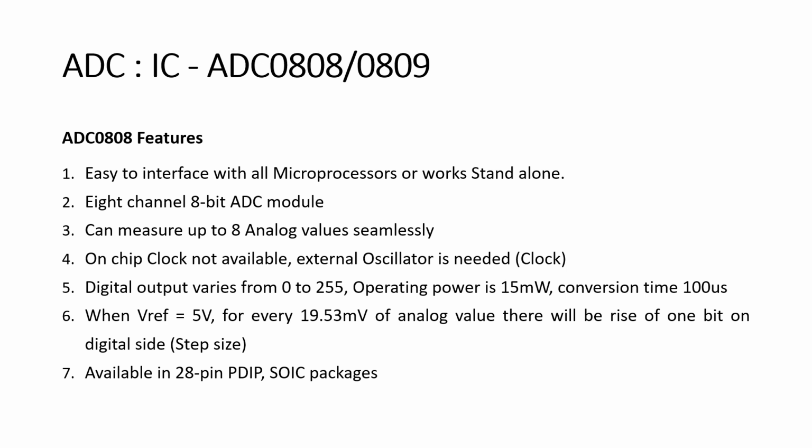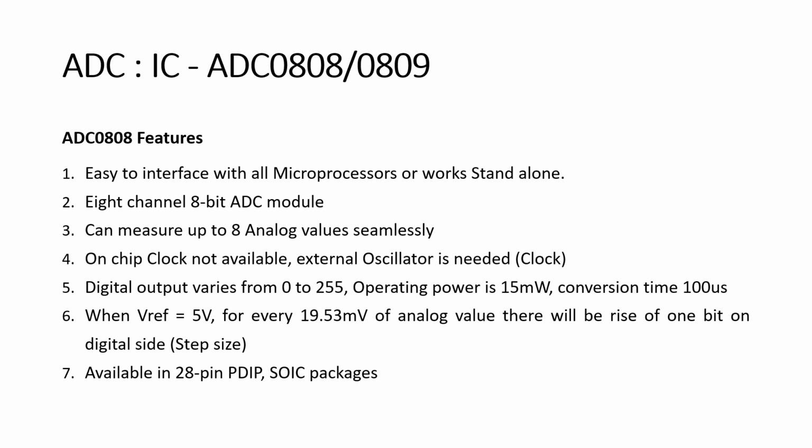ADC 0808 features easy to interface with all microcontrollers or works standalone. 8-channel 8-bit ADC module can measure up to 8 analog values seamlessly. On-chip clock not available. External oscillator is needed. Digital output varies from 0 to 255. Operating power is 15 milliwatt. Conversion time is 100 microseconds.